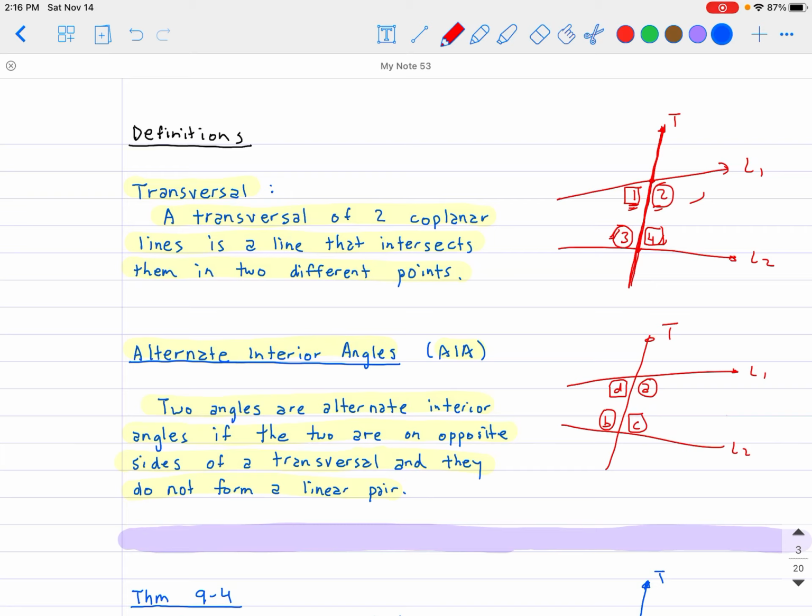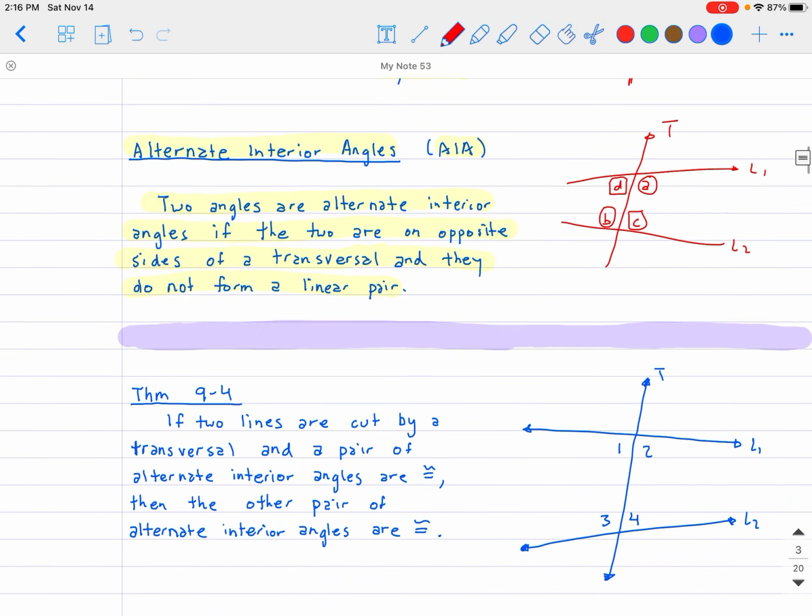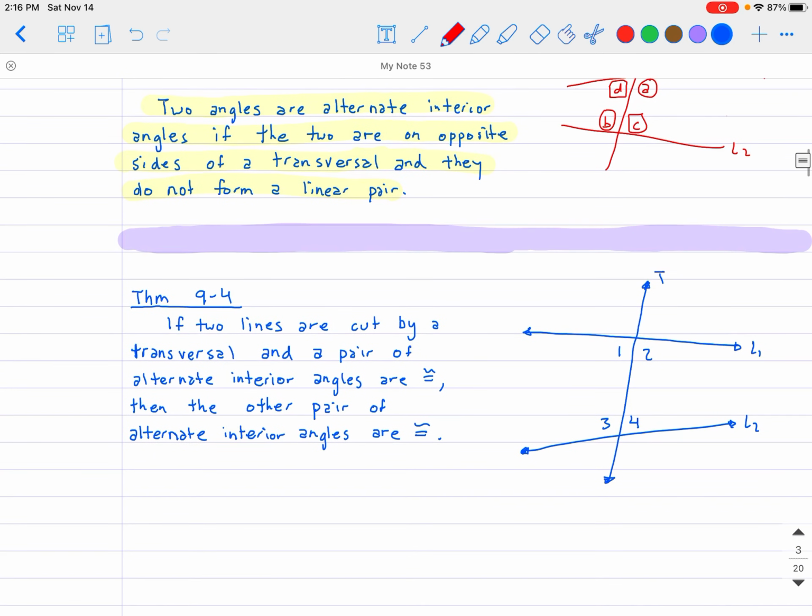Now, what's so interesting about these alternate interior angles and the transversal? Well, this is where the parallel thing comes in, because I feel like there's going to be a connection if those 2 lines are actually parallel. Well, let's move on to the next part then.